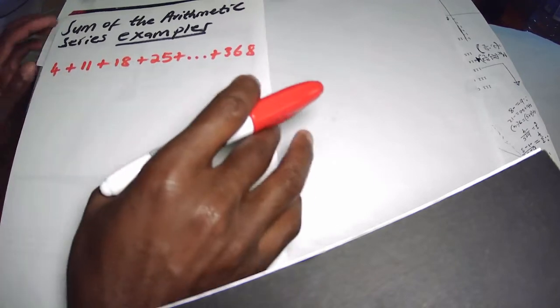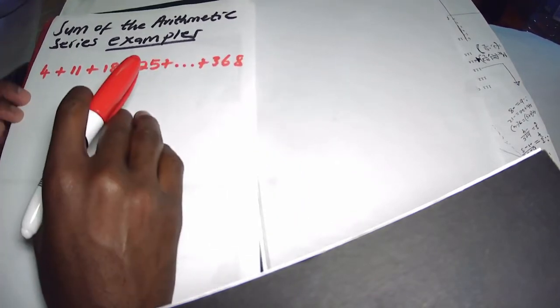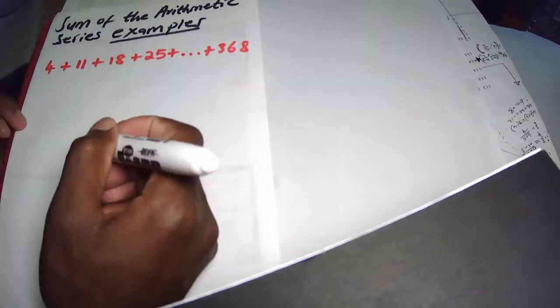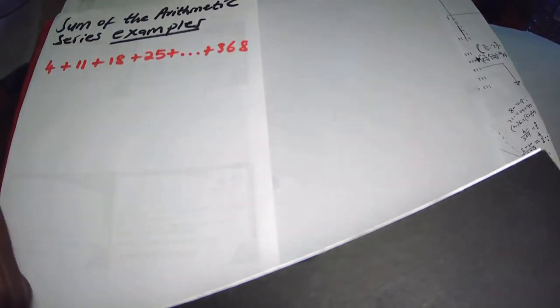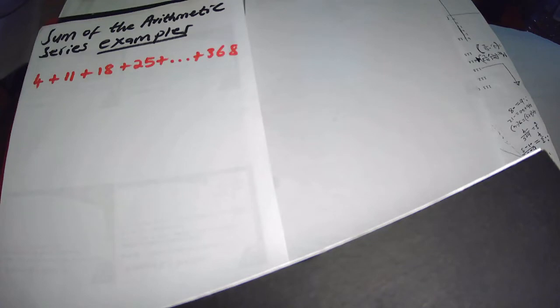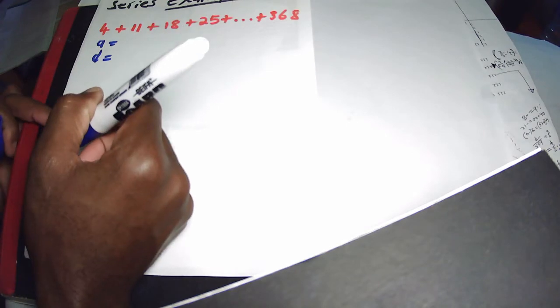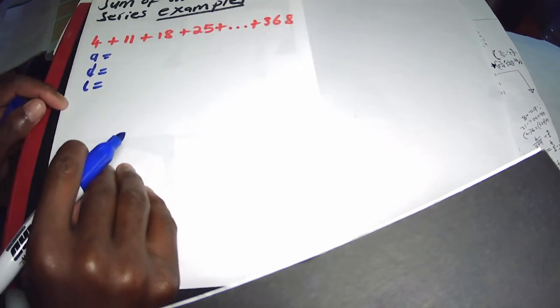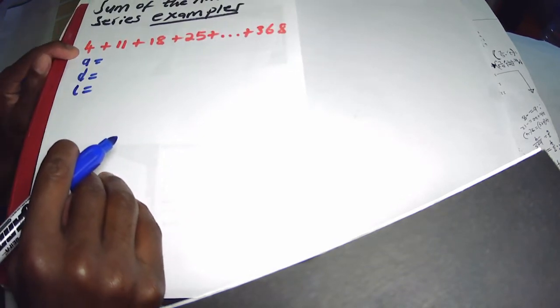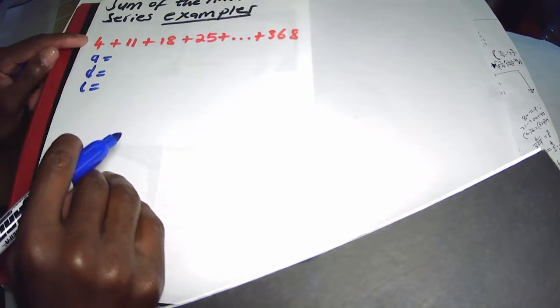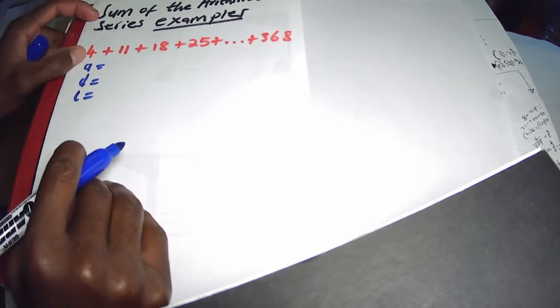So we have a series here. You need to identify your a, and your last term. These are the things that you need to identify. So let us look at this arithmetic series. We are told that this is an arithmetic series.